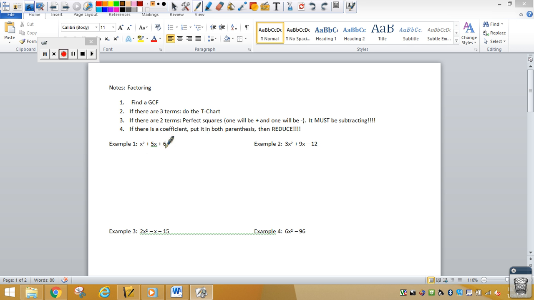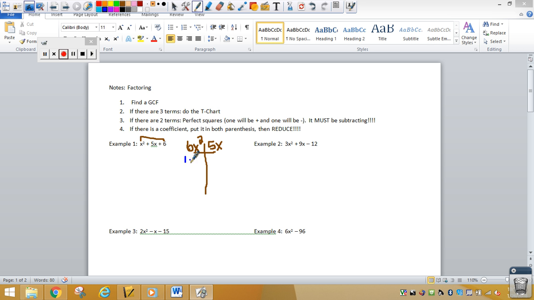So example 1, there's no GCF, nothing, because there's a 1 right here. Nothing will go into 1 and 5 and 6. So I'm going to go to my T-chart. And your first one is first times last, so that's a 6x squared. And your second column is your middle term, which is a 5x. And then if you remember, we list factors of 6.